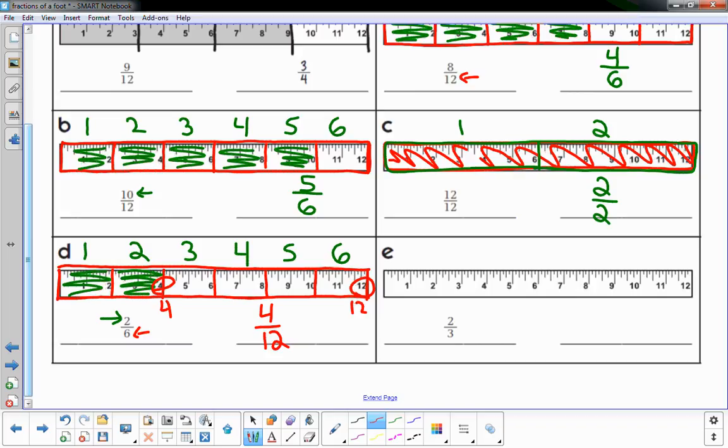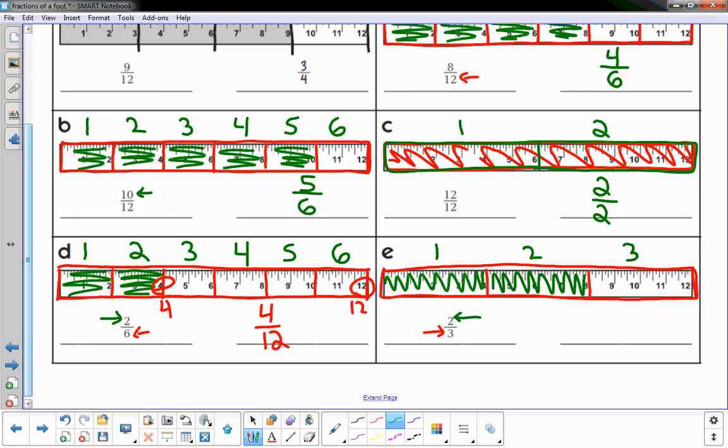All right, 2/3. I need to break this thing up into thirds. What's 12 divided by 3? Oh, it's 4, Mr. Knowles. So every 4, I would have a section of the ruler. I'm going to write the number of parts that I created. There's 1, 2, 3. And now this top number, the numerator, I'm going to shade in 2 of the 3. And then that will give me my answer. 2/3 is the same as 8/12. 8 out of 12 is the same as 2/3.